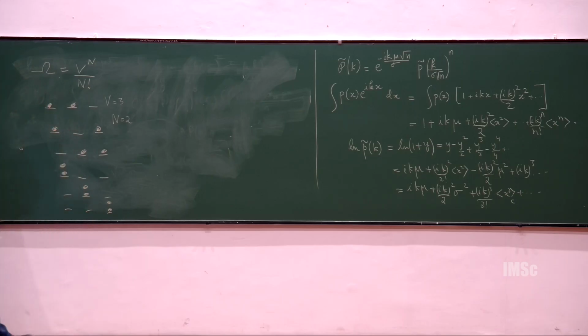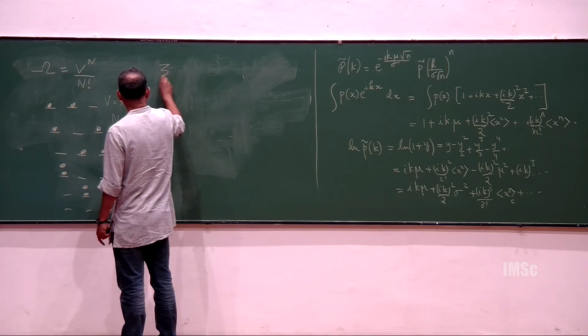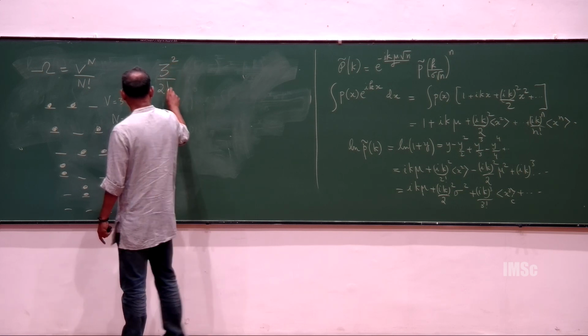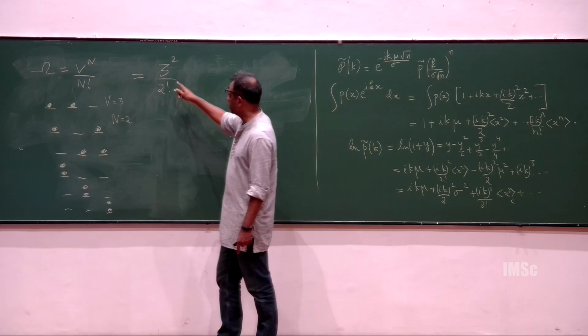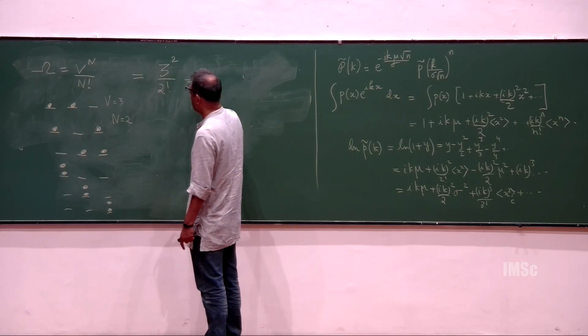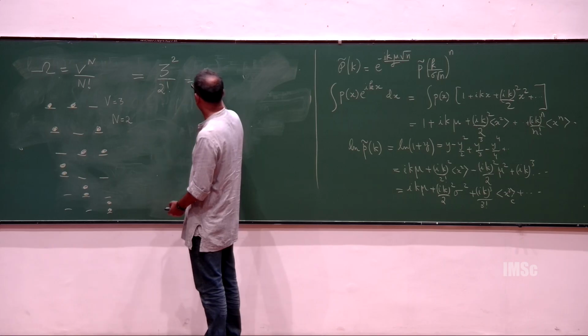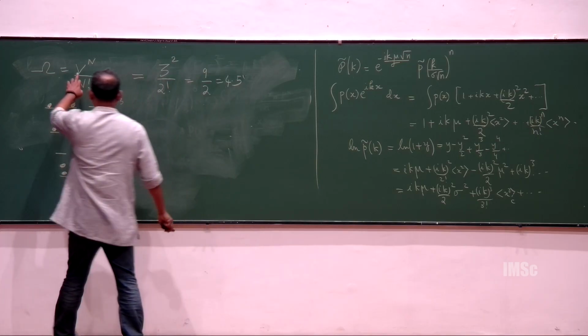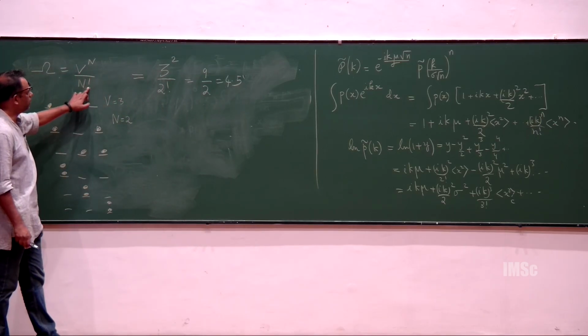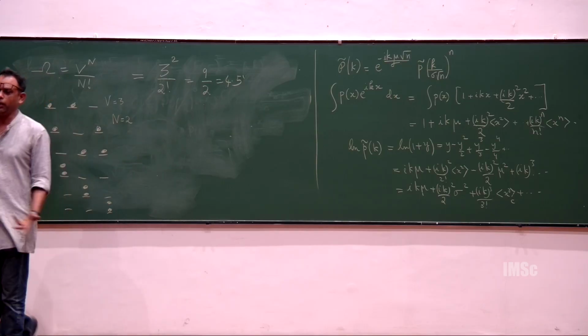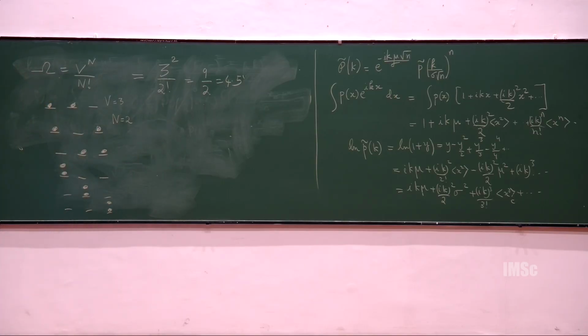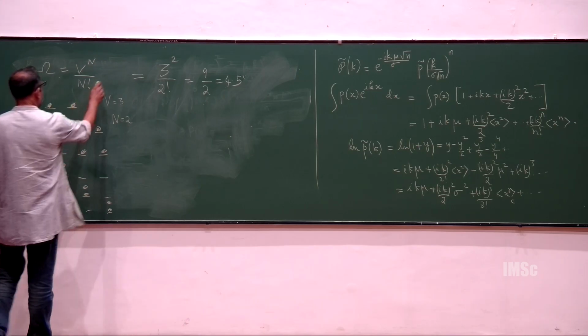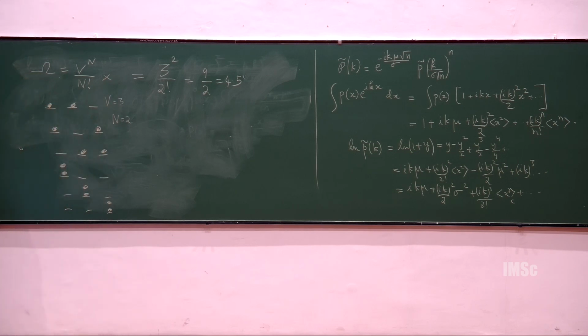I think I've counted all of them. What about this formula? V to the power n by n factorial, right? With V equal to 3 and n equal to 2, 3 to the power 2 by 2 factorial is 9 by 2, which is 4.5. So that V to the power n by n factorial is not coming out to be a real number. So this formula cannot be right. So what can it be?